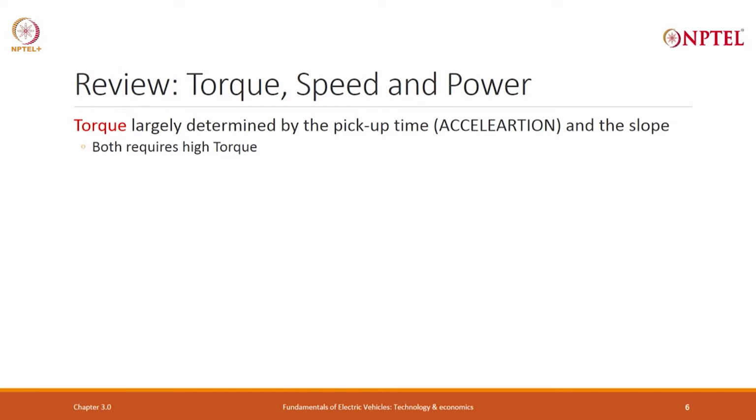Let us look again, a little more deeply, at torque, speed and power. If you remember, we talked about torque. Large torque comes from two things: one is acceleration, or pickup time, and the other is slope. Both require high torque.